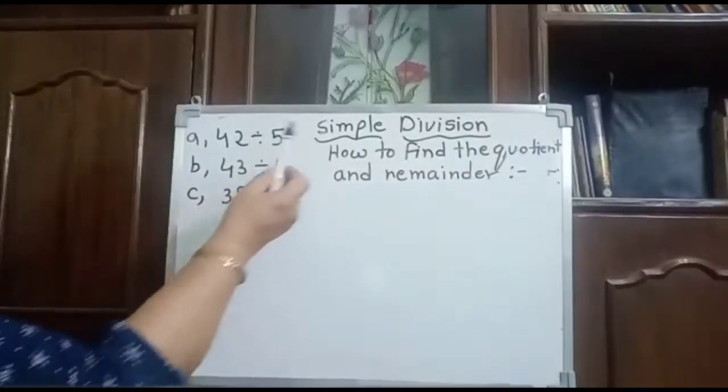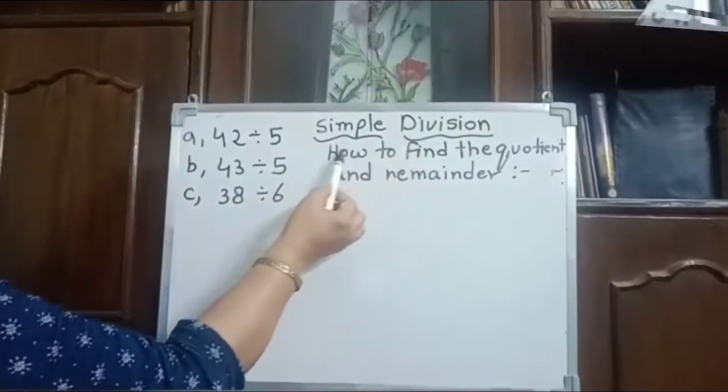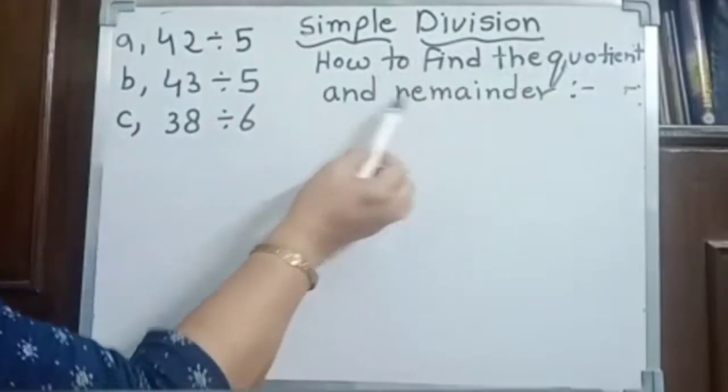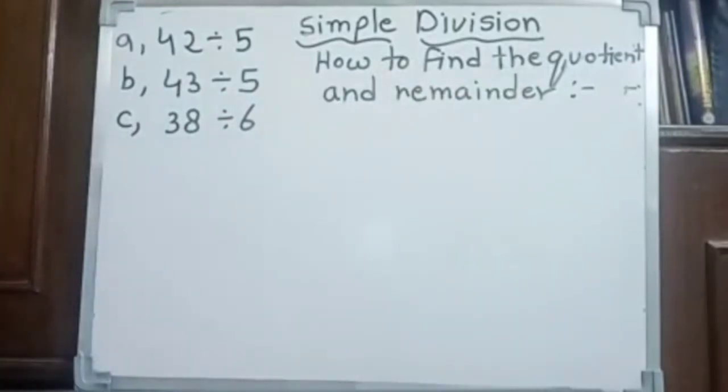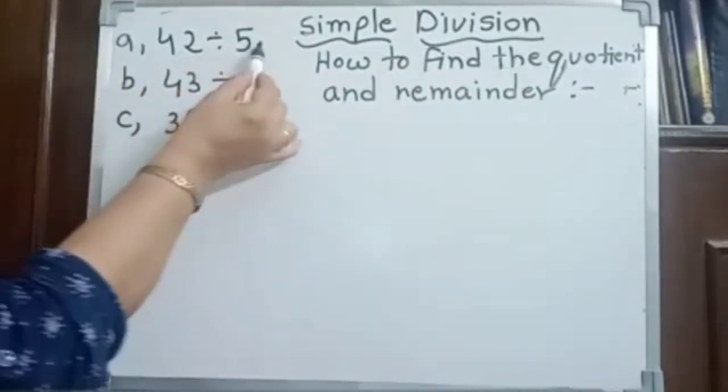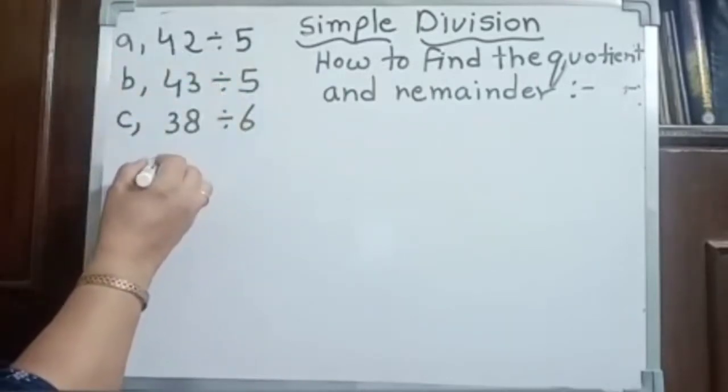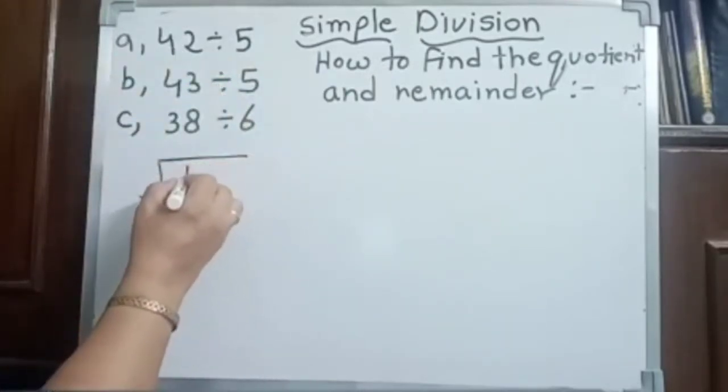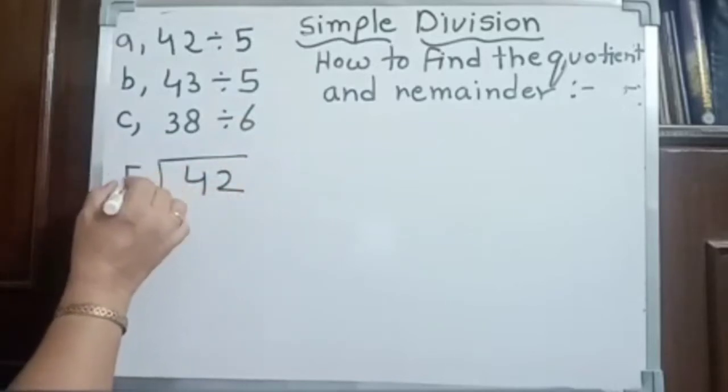Now kids, look here, simple division. How to find the quotient and remainder. Now you know this is the divisor, this is the dividend. So simple division is like this: 42 inside, 5 here.